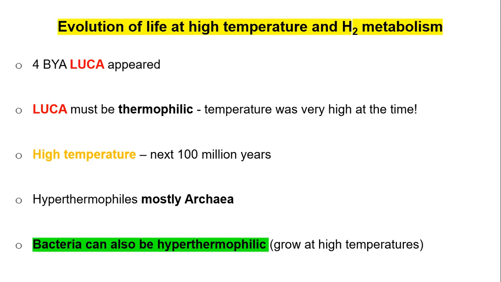Now, what do we know about LUCA is that it must be thermophilic, because as we know, Earth was hot. So definitely the one that gave rise to bacteria and Archaea, and later on Archaea separated into eukaryotes, that one definitely was thermophilic. Now, think about that in the next 100 million years, temperature was very high, which means that whatever lived then had to be thermophilic.